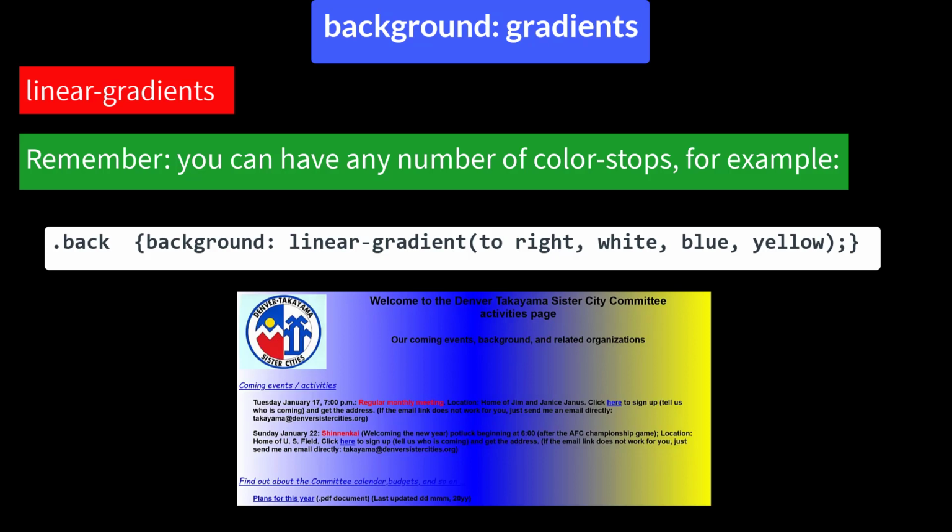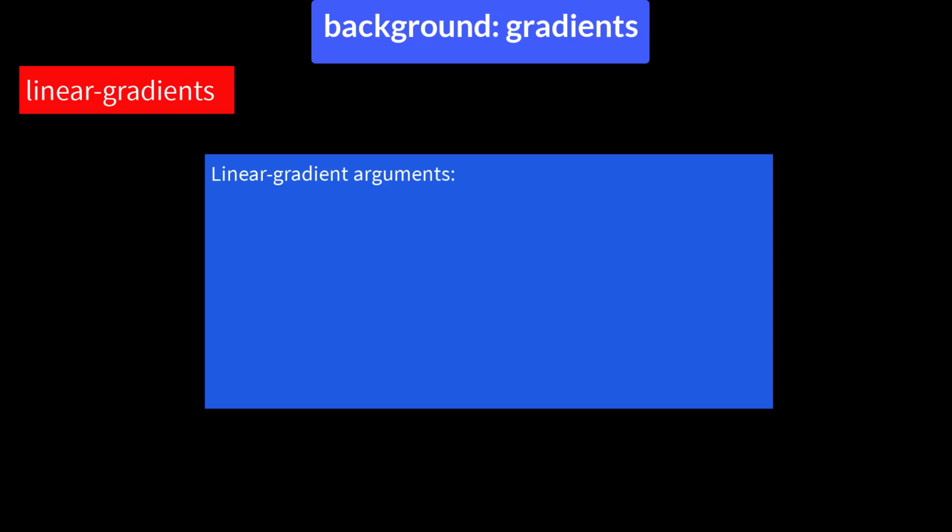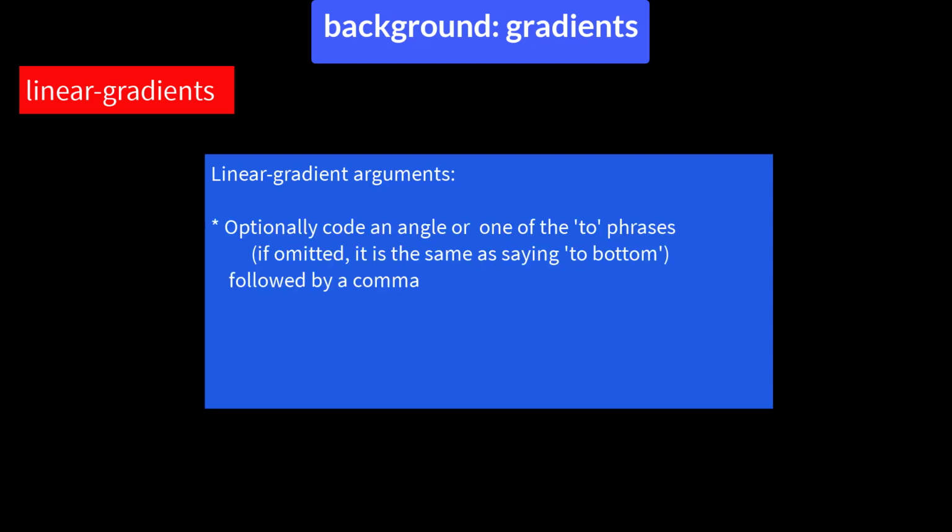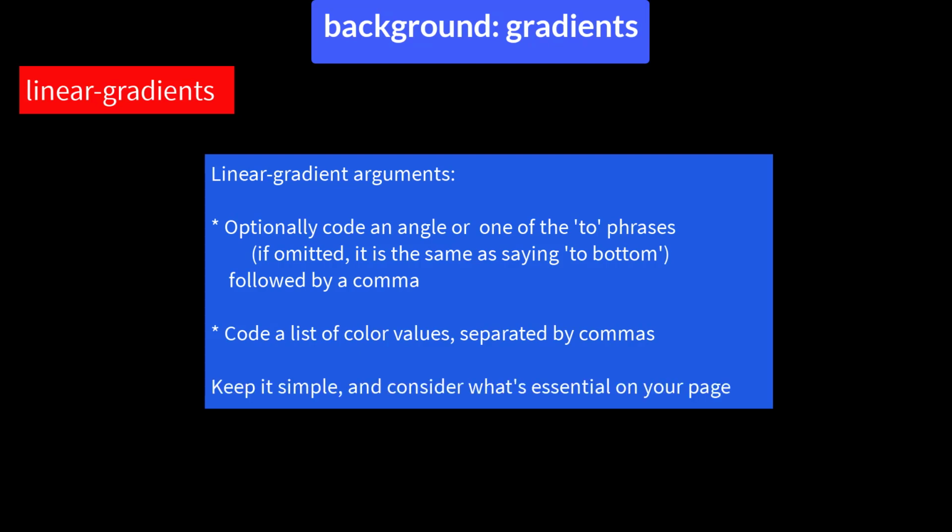Not the most pleasing image, but you get the idea of how it works. So, that's it for linear gradient arguments. Optionally, code an angle or one of the two phrases. If omitted, it is the same as saying to bottom, followed by a comma. And then code a list of color values separated by commas. Again, generally keep it simple and consider what's essential on your page.